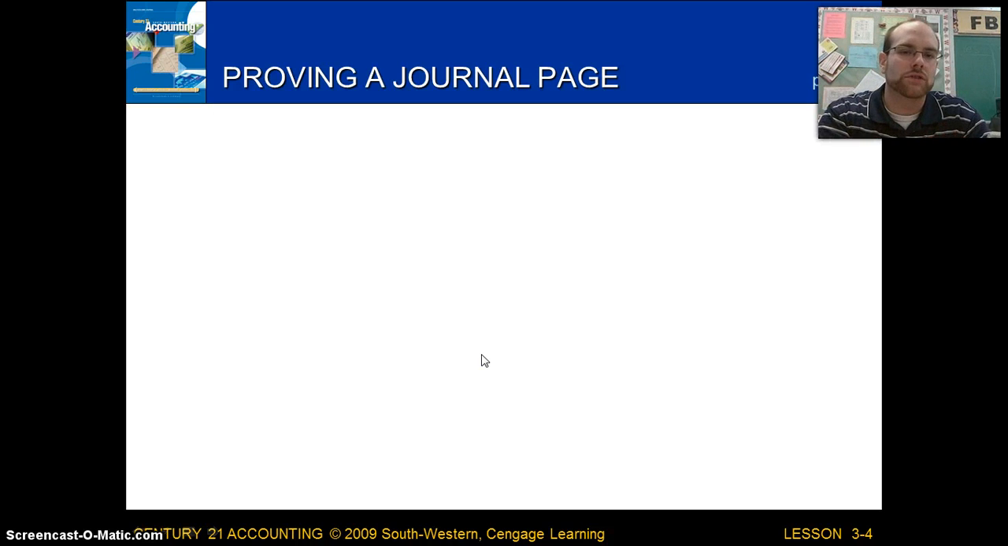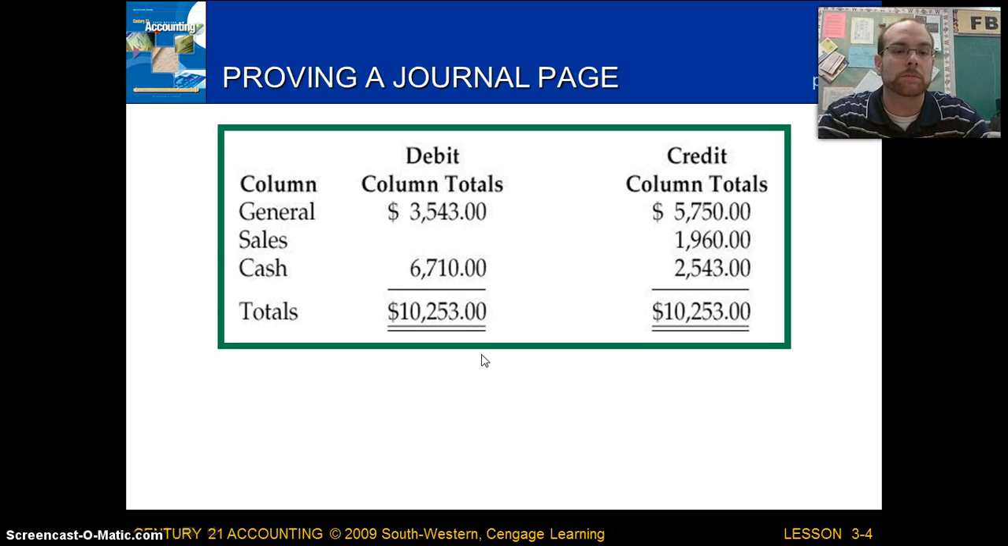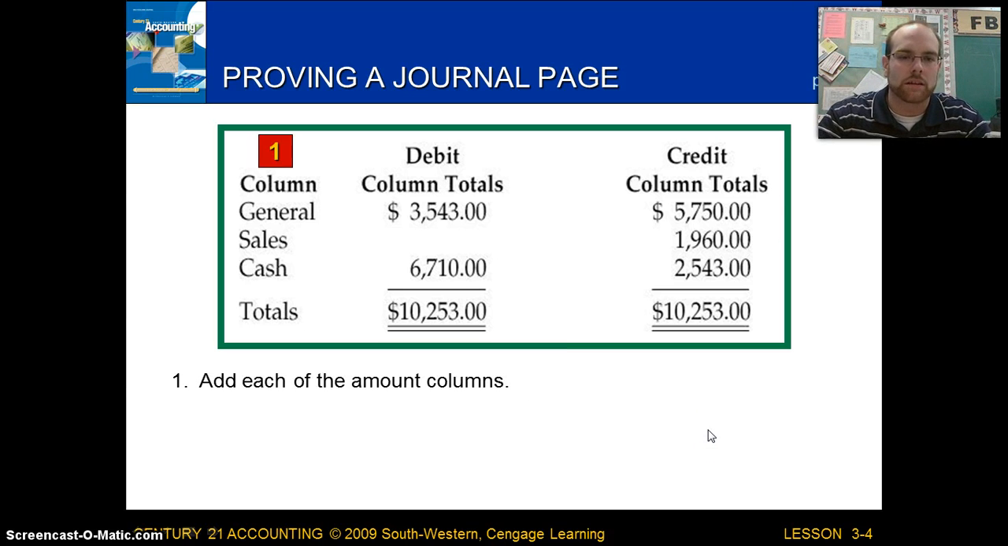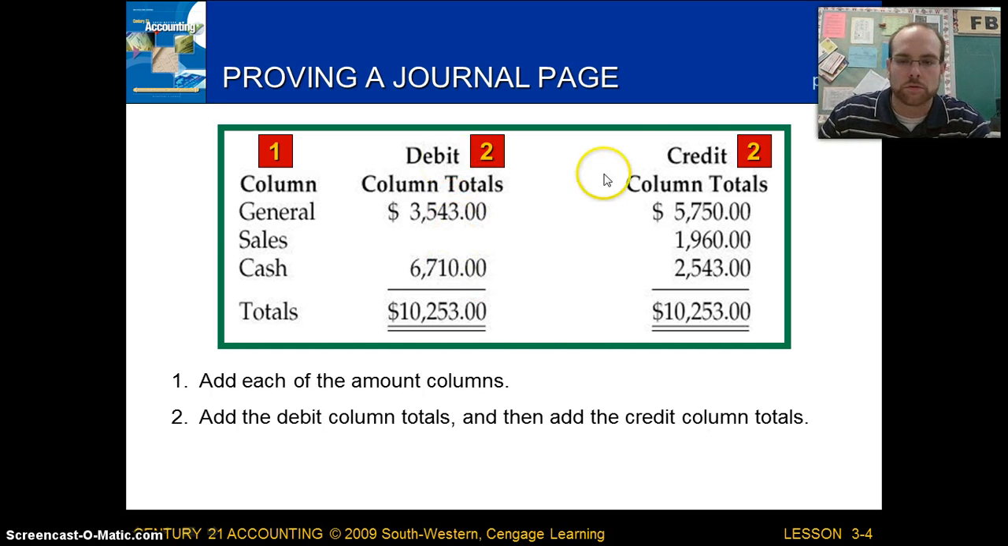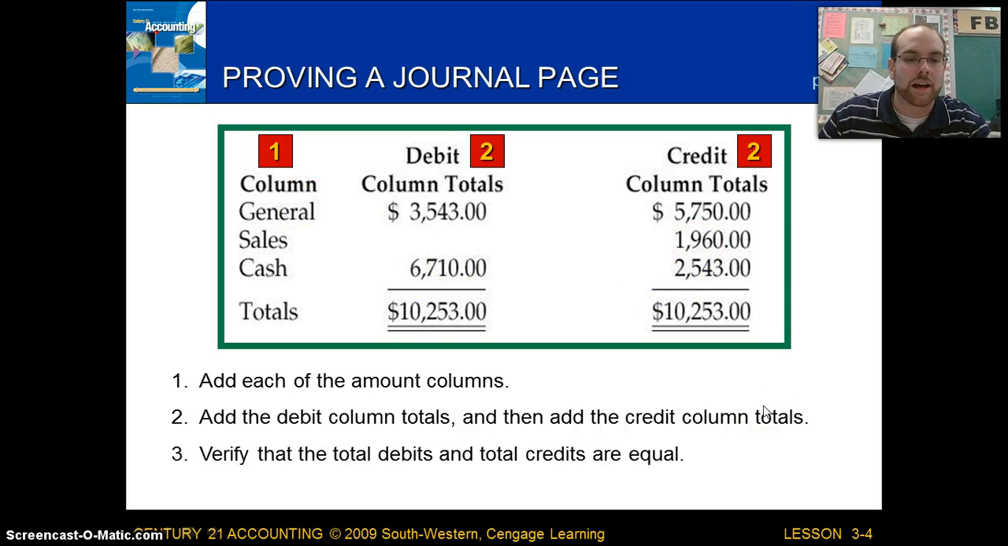With proving a journal page, what we're talking about is just making sure that everything adds up so that it's equal. What you want to do is add each of the amount columns. You want to have all the columns there, your general, sales, and cash, all those generalized columns that are in that journal. Then we want to add the debit column totals and then add the credit column totals. So we'll take these two numbers, the debit column totals as well as the credit column totals that we've gotten from each one of those columns.